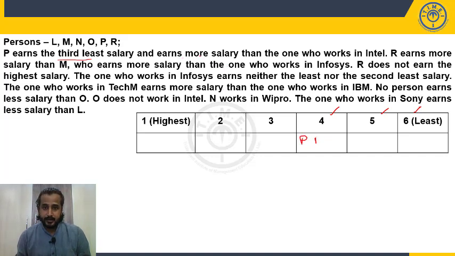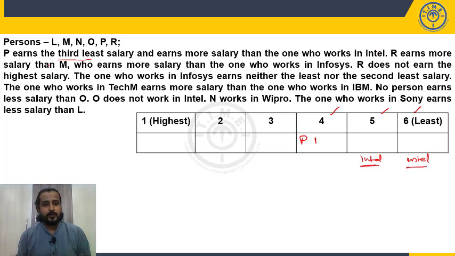And P earns more salary than the one who works in Intel. So how many cases do we have? Two cases: the Intel may come here or the Intel may come here. One of these two will be correct. But for this initial data, no need to go ahead with the two possibilities. Let us see if there are any more clues regarding Intel. If there are, I will definitely take the cases. Otherwise, I will go with the remaining information. But keep this in mind: among these two places, one will be occupied by Intel.